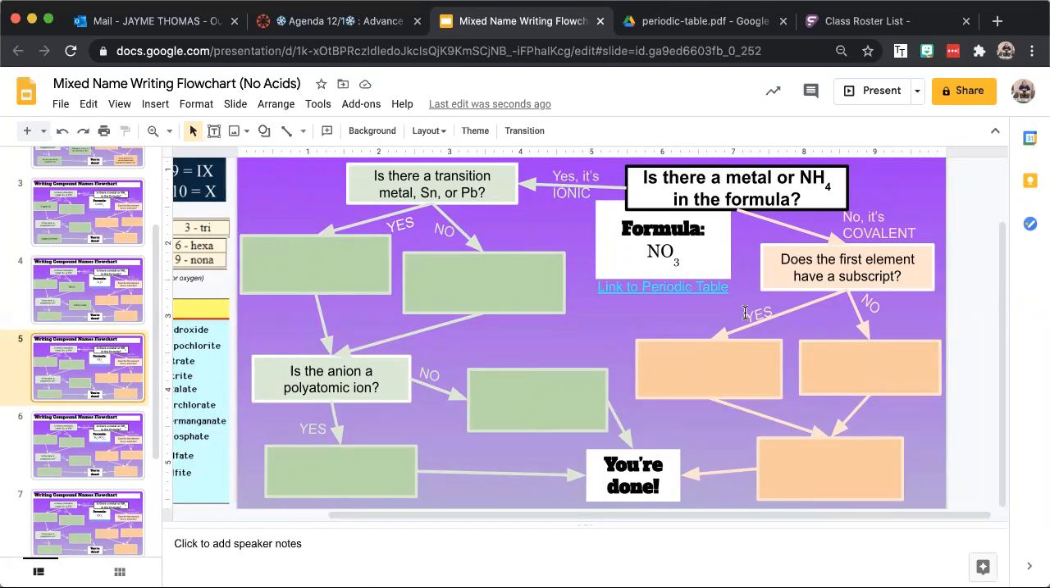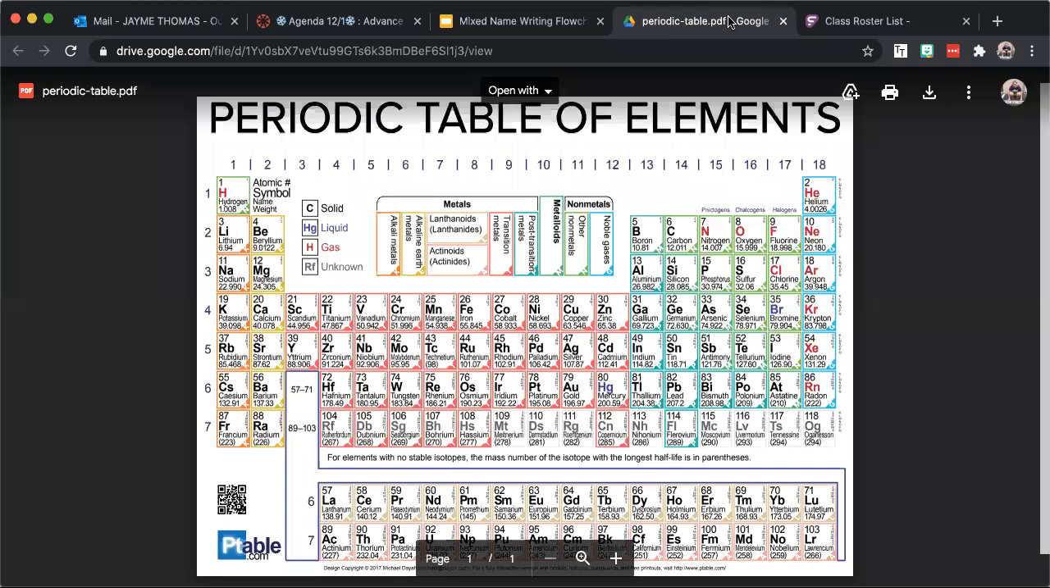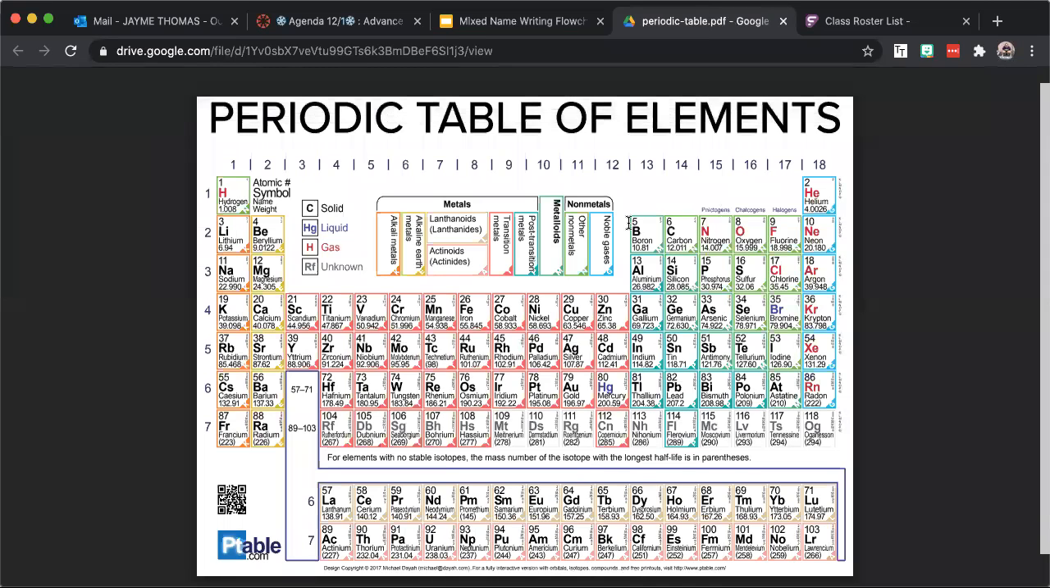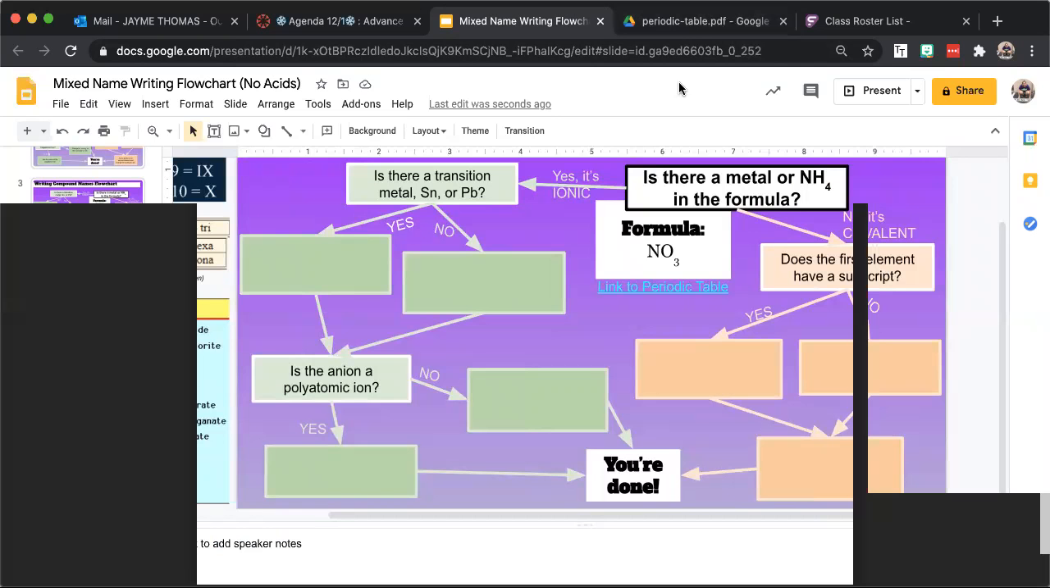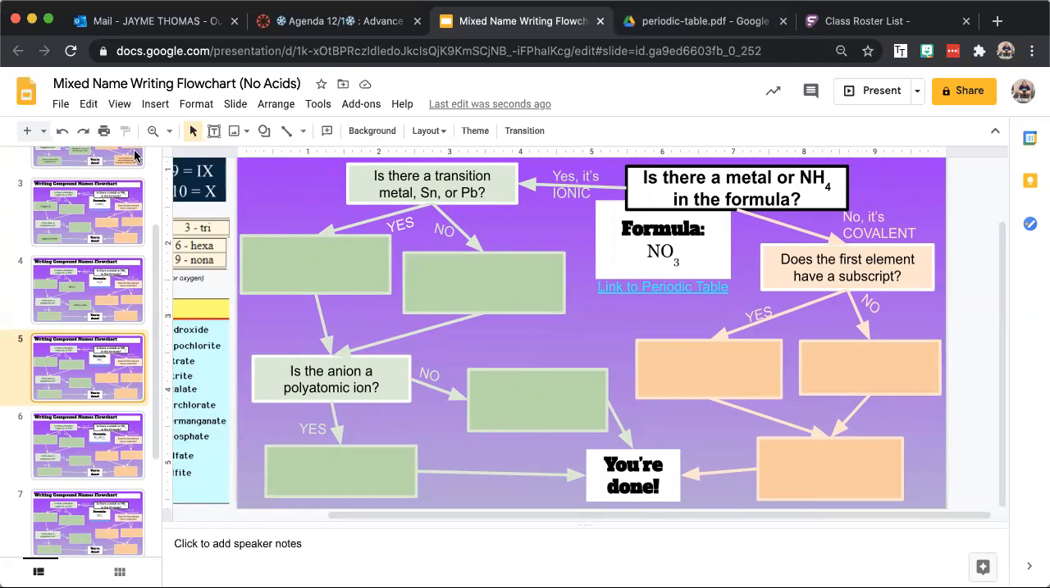So really we just need to look for a metal, and there is no metal because if I refer back to my periodic table, N and O are both over here. They are both nonmetals because remember my stair-step line starts here with boron, so they're both on the right side. So I would say no on this one. That means I'm going to go this direction into this orangey color, and if I say no, that means it's covalent because they're both nonmetals.